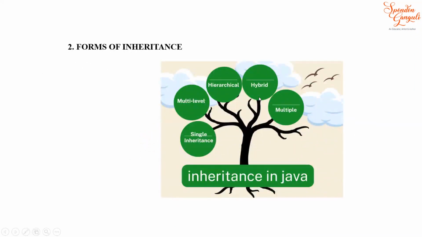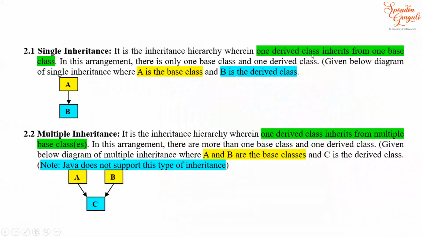Now, different forms of inheritance. There are multiple forms of inheritance like single inheritance, multi-level inheritance, hierarchical inheritance, hybrid, and multiple. Let us discuss them one by one. Single inheritance. It is the inheritance hierarchy wherein one derived class inherits from one base class. In this arrangement, there is only one base class and one derived class. We can see the diagram given below where A is the base class and B is the derived class which is inheriting class A.